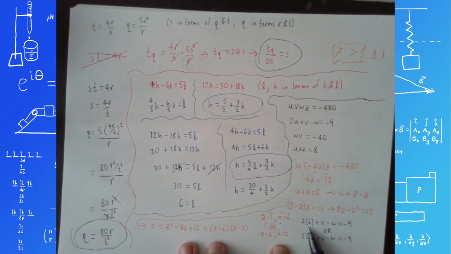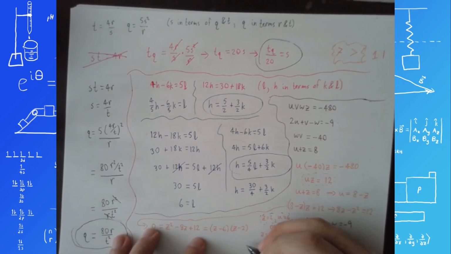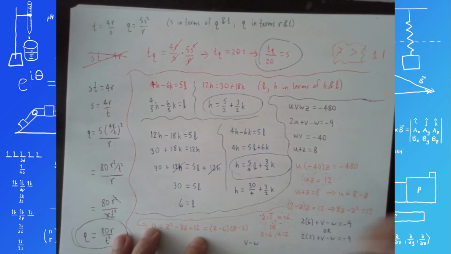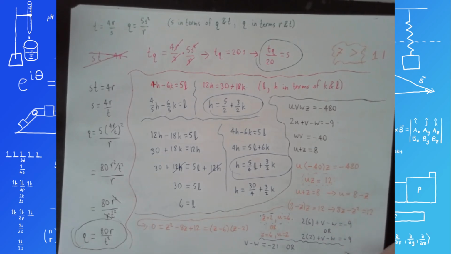So in this case it would be 12, which I'm going to subtract over to the right. In this case it would be 4 that I subtract over to the right. -9 minus 12 would be -21. -9 minus 4 would be -13. So I'm getting either, and I'm going to continue this on another sheet in a minute, either v minus w equals -21 or v minus w equals -13.